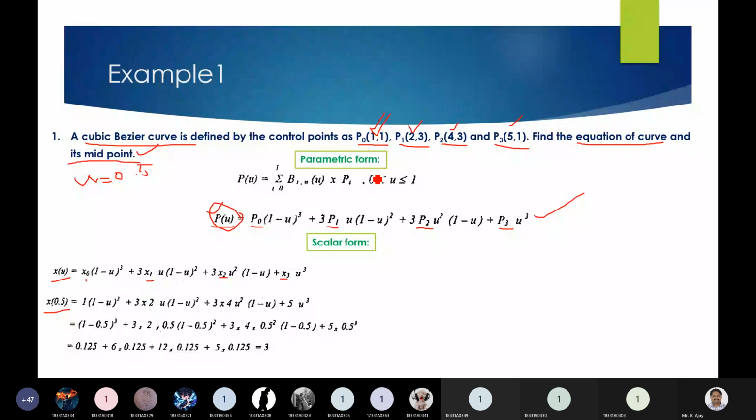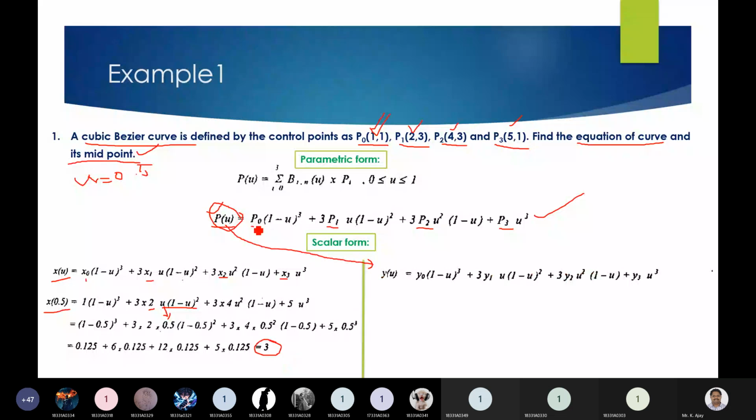2, 3 into 2 into u into 1 minus u square. Again, instead of u, you have to substitute 0.5 to calculate a midpoint. So finally, you are getting the x coordinate of the midpoint as 3. Similarly, the y coordinate also you can write, another y equation from the same P of u equation.